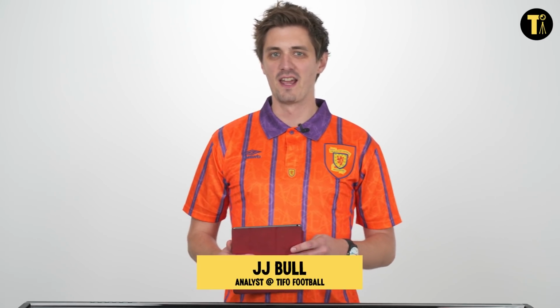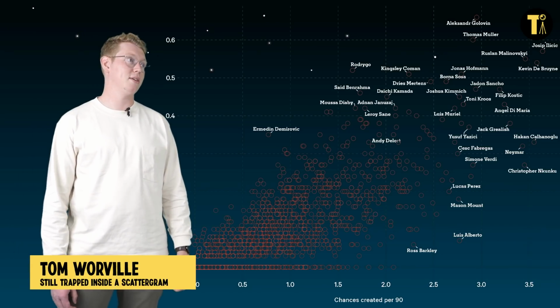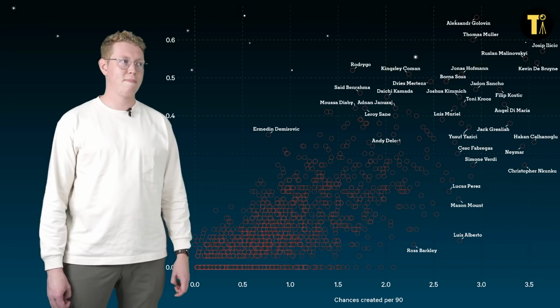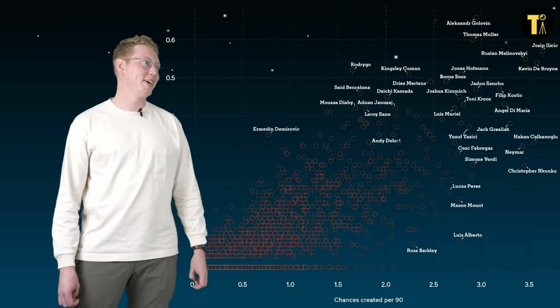Hello, this is Tifo IRL and I am JJ Bull, and I am joined in this video by Tom Worville, who is trapped inside a scattergram! Hello Tom. Hi JJ. Yeah, I'm still here, a week later. I can't leave. Have you tried to escape? No. What? What happens if you do? I don't want to find out. Oh no.